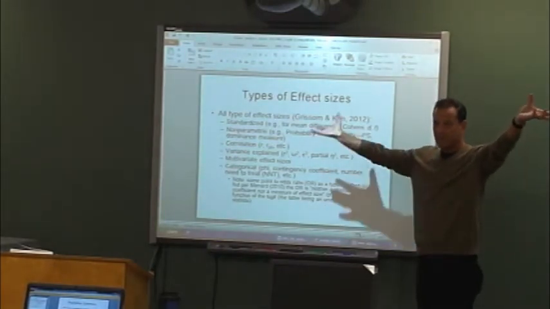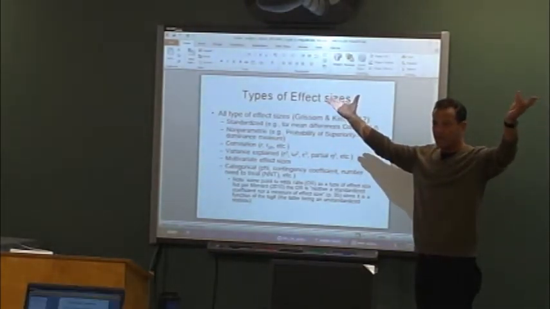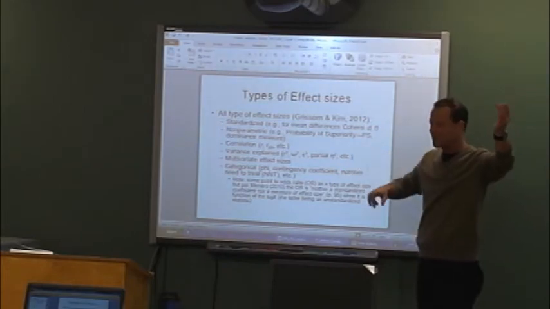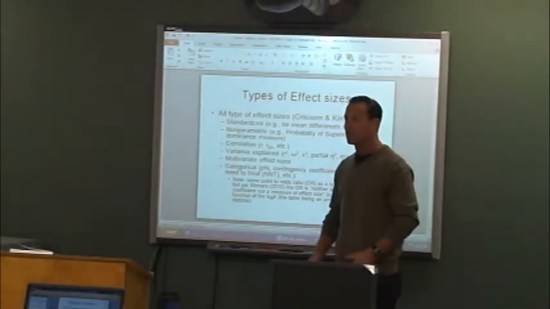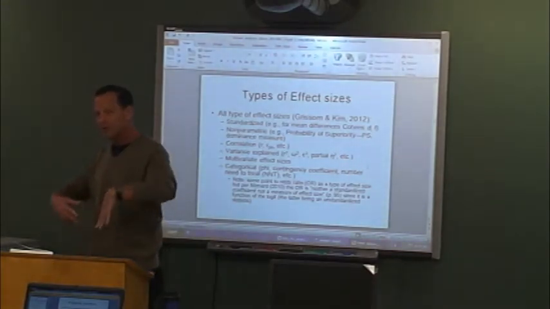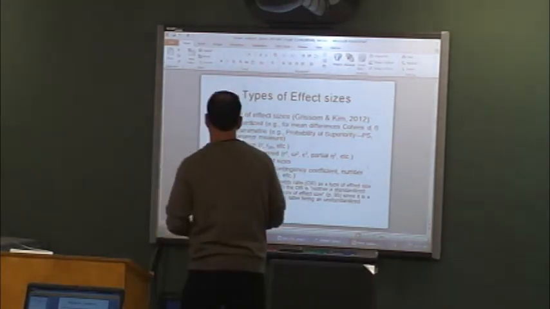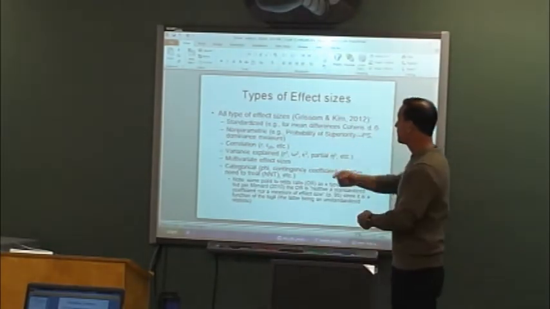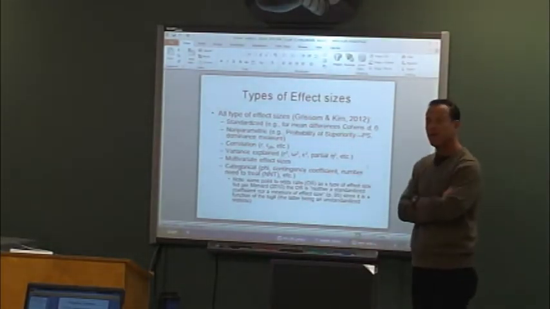Group 1 minus group 2. What makes it standardized? Standard deviation. And it gets tricky. There's what's called Glass's D, because sometimes you use the standard deviation of the control group. Sometimes you pool them together. There's non-parametric. Probability of superiority.